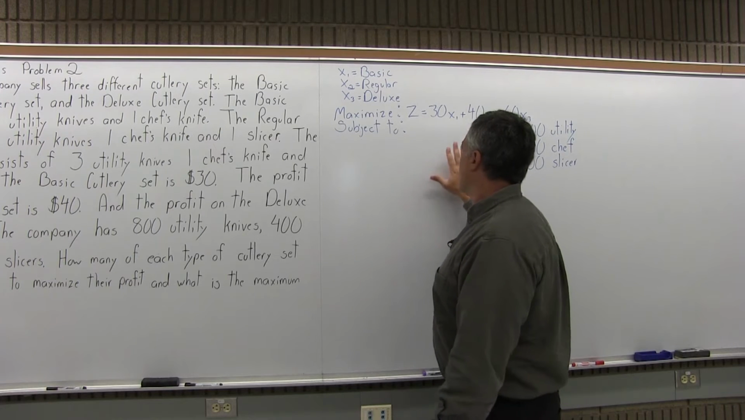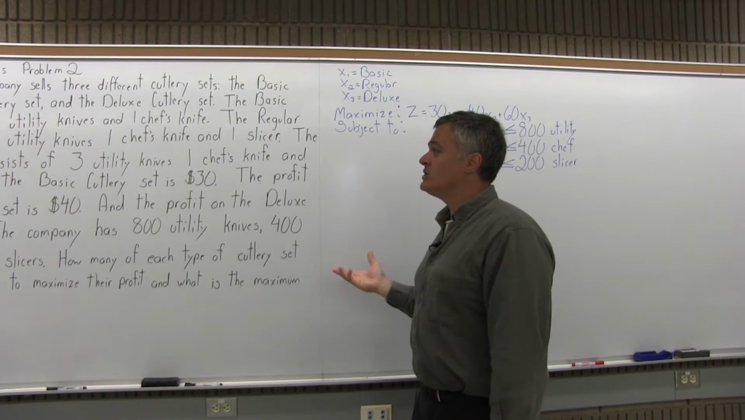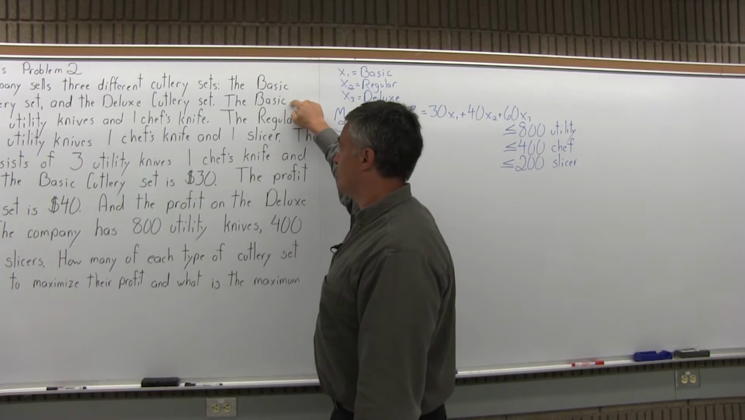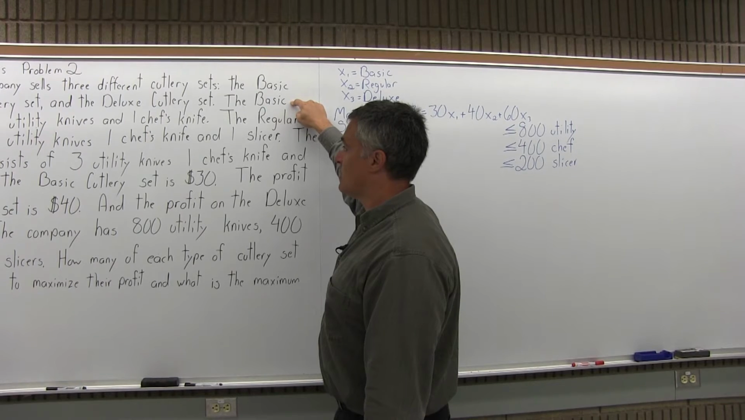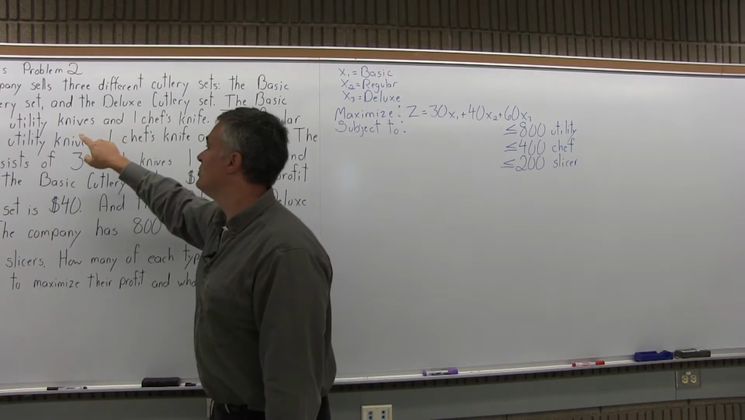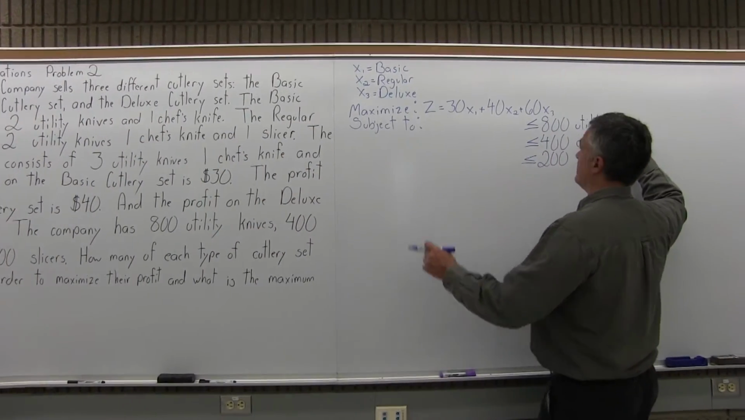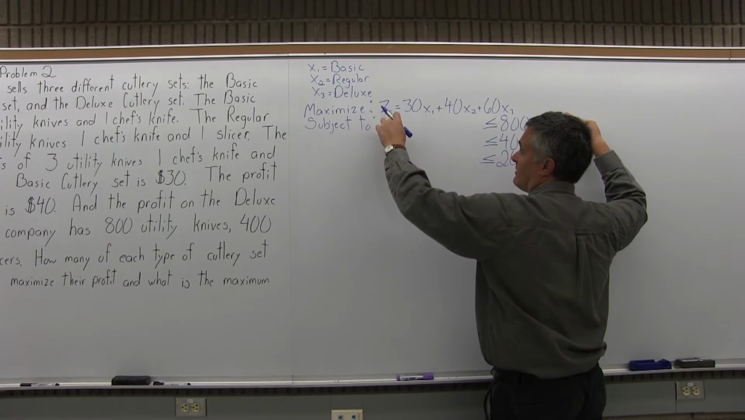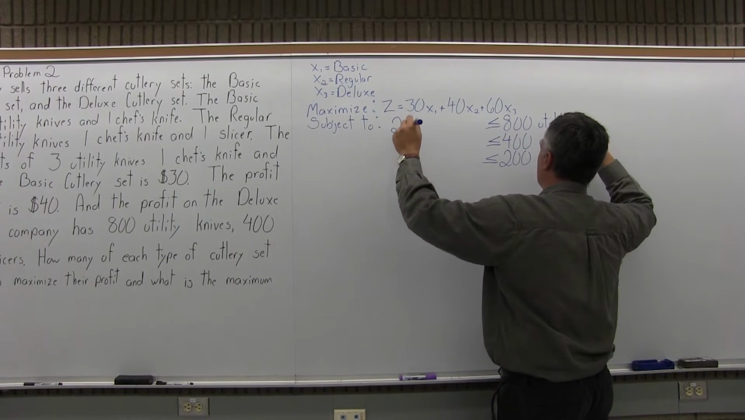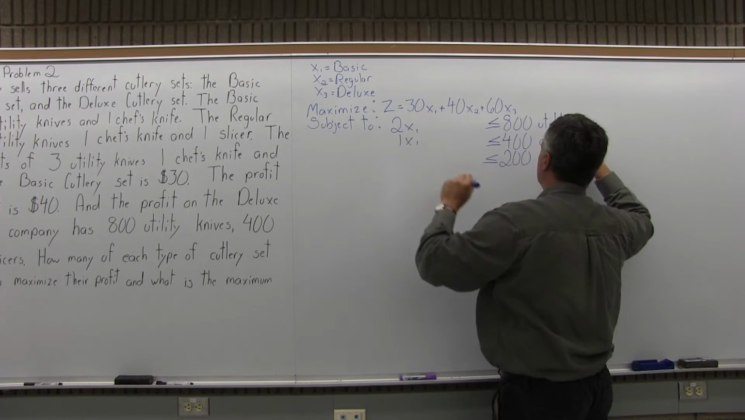Now, I have to go through and write out how many of each type of knife is used up by each type of cutlery set. So we start from pretty much the second sentence of the whole paragraph here. The basic cutlery set consists of 2 utility knives and 1 chef's knife. So 2 utility knives, and the basic set rather is X1. So 2 X1 for the utility knives and 1 X1 for the chef's knives.